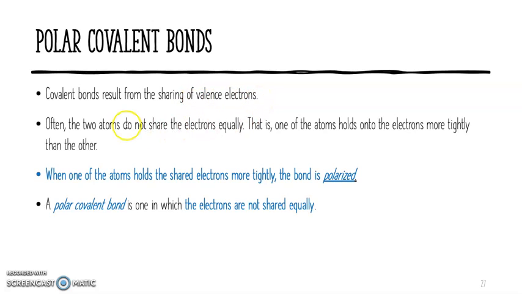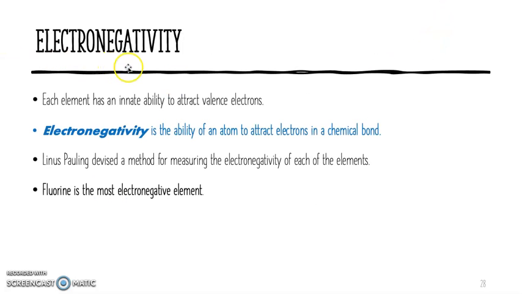That's the first thing. Now, often the 2 atoms do not share electrons equally. That means one of the atoms holds onto the electrons more tightly than the other. And when one atom holds the shared electrons more tightly, the bond is polarized. So a polar covalent bond is one where the electrons are not shared equally between the atoms. So how do you know which one can hold stronger than the other?